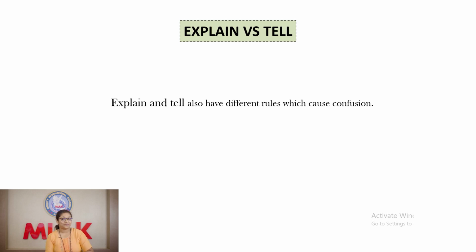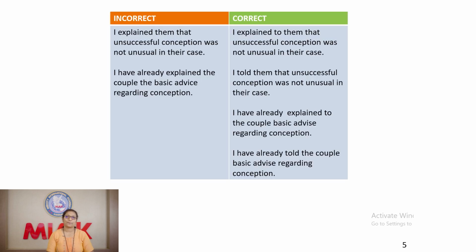Explain and tell have different rules, and these often cause confusion. Let's see what they are. Well, you can see two sets or two columns of sentences, one with the incorrect usages and the other with the correct usages. I explained them that unsuccessful conception was not unusual in their case. I explained to them the correct usage. I explained to them that unsuccessful conception was not unusual in their case.